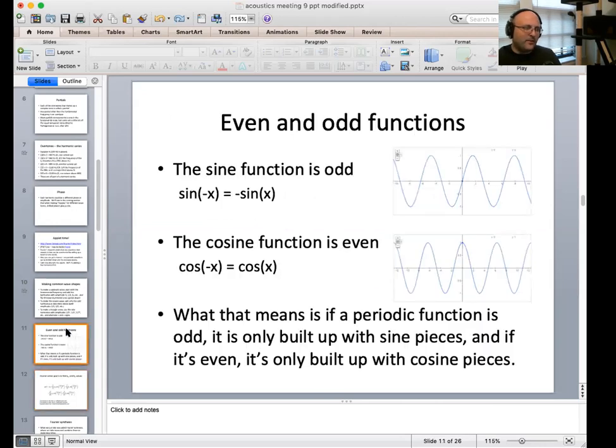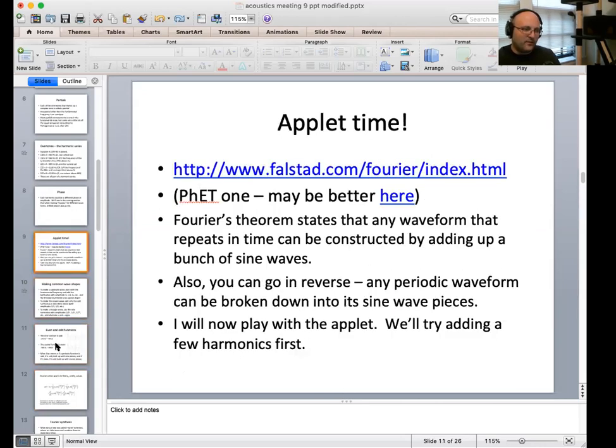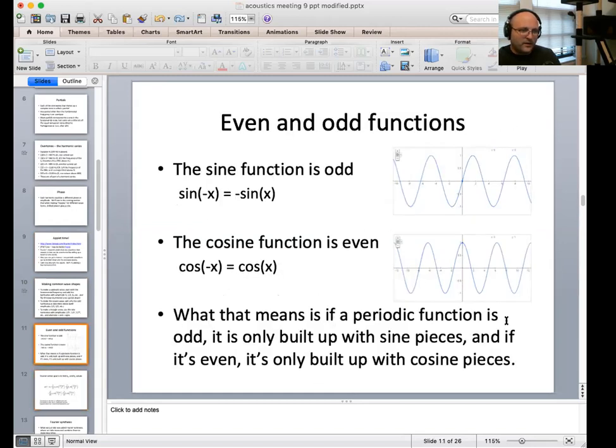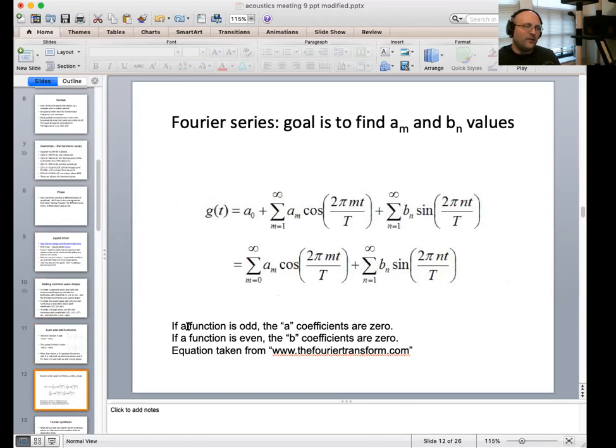So basically a fancy way of saying what I said on the slide here is that if a function is odd, you only use the sines, and if a function is even, you only build it up with the cosines. That means in this language, if a function is odd, then all of these a coefficients are 0. And if a function is even, all of these b coefficients are 0.